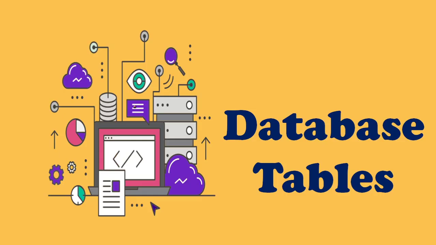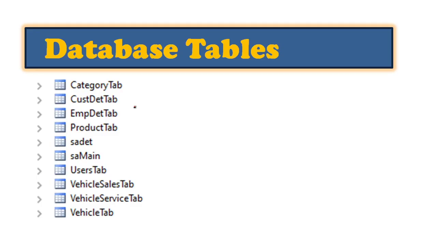Now let's move on and go to the database tables. Here are the tables you are using in this project. So we are using around 10 tables here. This is a category table to store the category details, vehicle category. Customer detail stores the customer details. We already have a customer form, so whatever data is entered will come to customer detail. Employee detail: all employee details entered in the employee form will be stored in the employee detail table. Product is the vehicle details, so all the vehicle details will be stored in the product table.